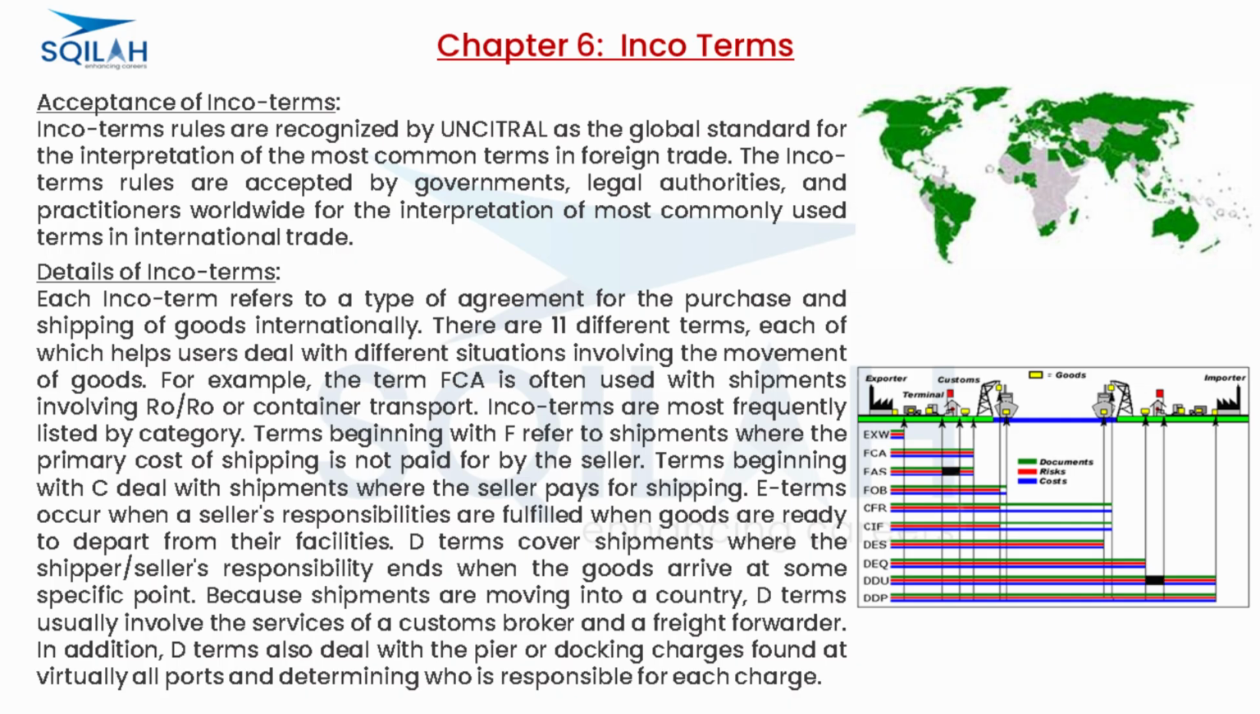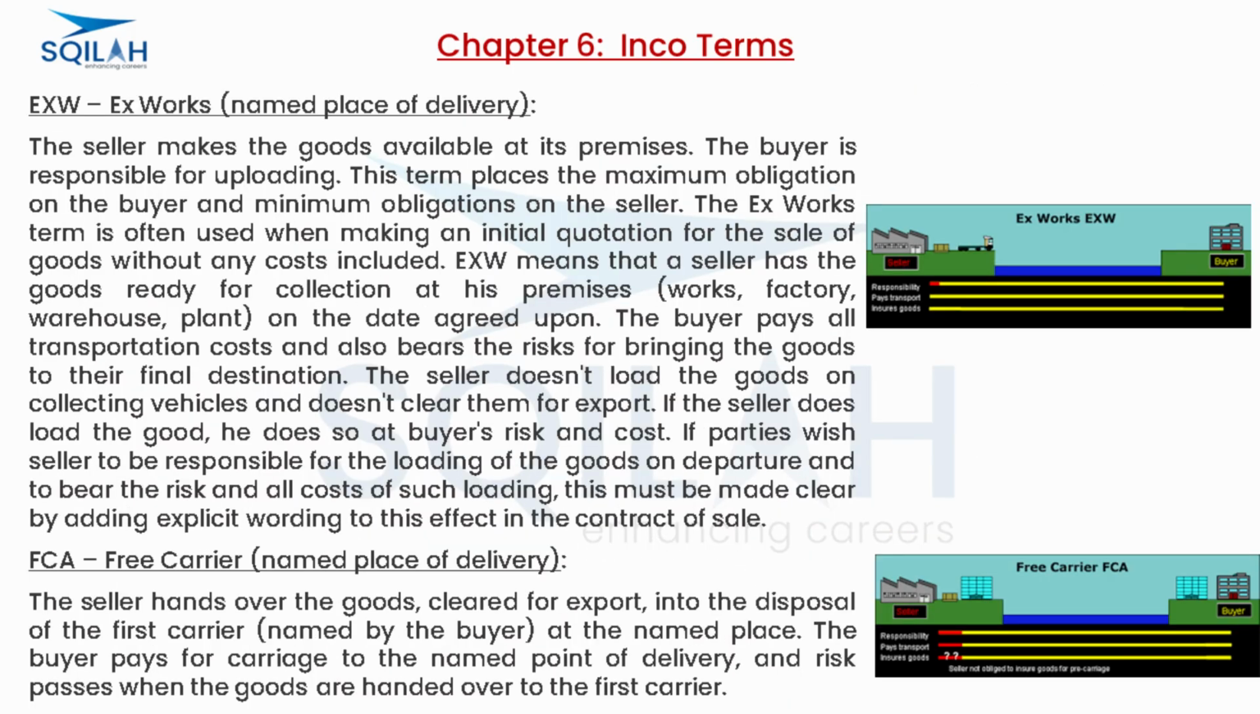Because shipments are moving into a country, D-terms usually involve the services of a customs broker and a freight forwarder. In addition, D-terms also deal with the pier or docking charges found at virtually all ports and determining who is responsible for each charge. EXW, Ex Works, named place of delivery.